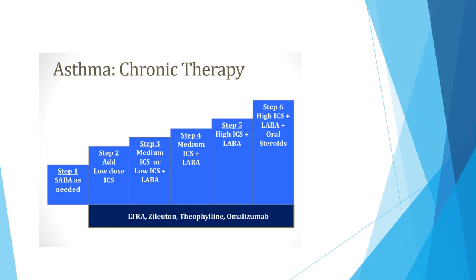In step four, we go for medium ICS plus a long-acting bronchodilator. In step 5, we go for a high ICS plus a long-acting bronchodilator. And in step 6, we go for high ICS, LABA plus oral steroids, okay? Whereas we can add theophylline or omalizumab as necessary from step 2 to step 6.